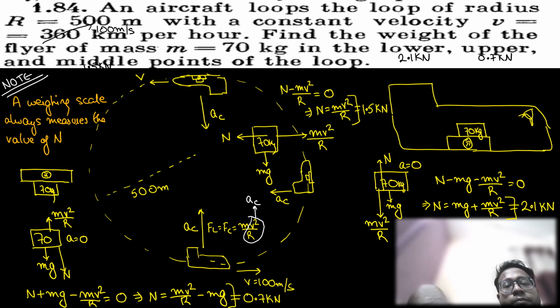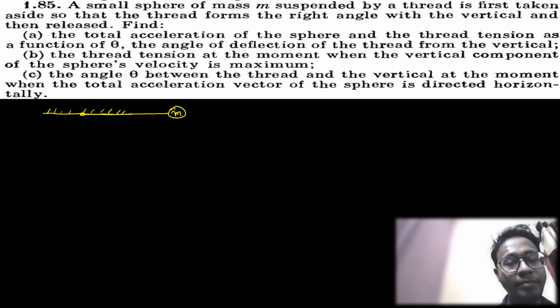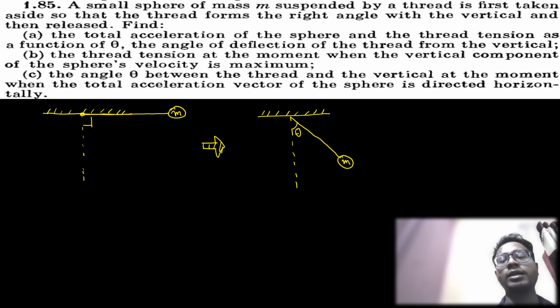So this is our question. What this question is saying is that there is a pendulum attached like this. The pendulum has a mass m that is making an angle 90 degree with the vertical. The question is asking to find the total acceleration. That means this pendulum will come down. So at a certain instant when the pendulum is making angle theta with the vertical, that means when the pendulum is in this position, find the total acceleration.